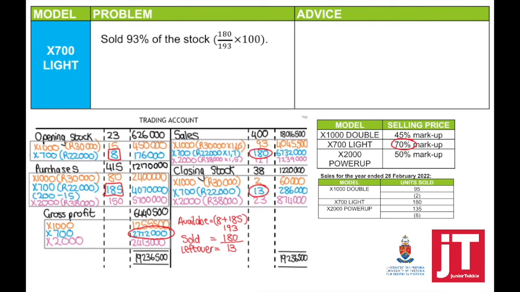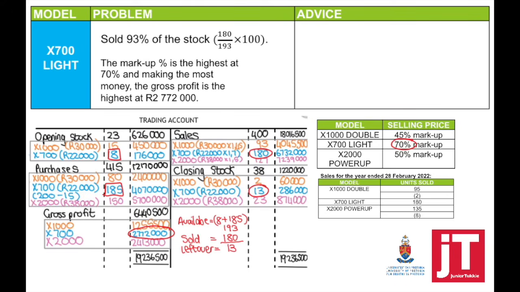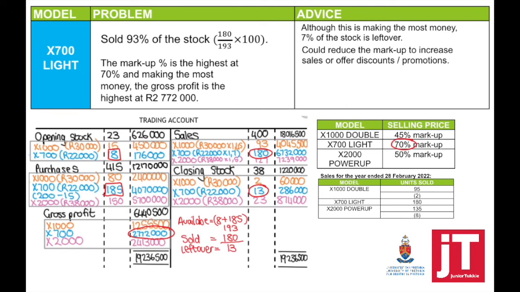So looking at this, we sold 93% of the stock, which means that there's 7% still left over. The markup percentage is the highest at 70%, and we're making the most money from that. So what is the problem? Although this is making the most money, 7% of the stock is still left over. We could reduce the markup to increase sales or offer discounts or promotions. Could also advertise this model more.